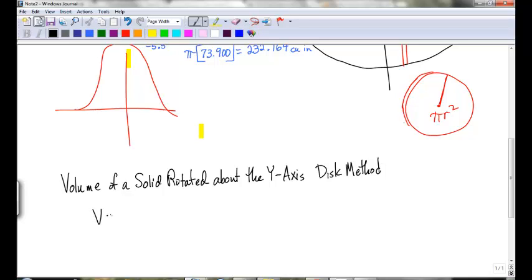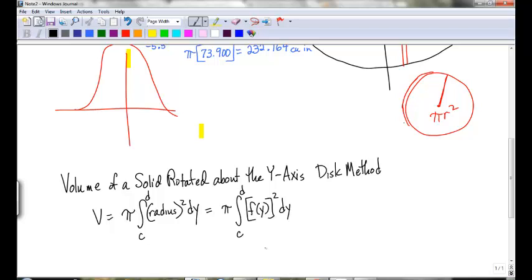The volume is, I would still put that pi out front. That's another common error, people forget to multiply by pi. So it's pi times the integral of the radius. It's still the radius squared because you're taking the area of a circle. But this time it's with respect to y, and we're going to go from c to d, and that means you're going to use the y values. So pi times the integral, and it will be f of y quantity squared with respect to y from c to d.